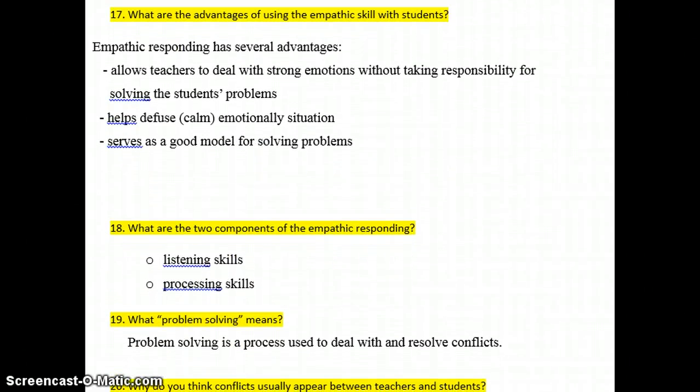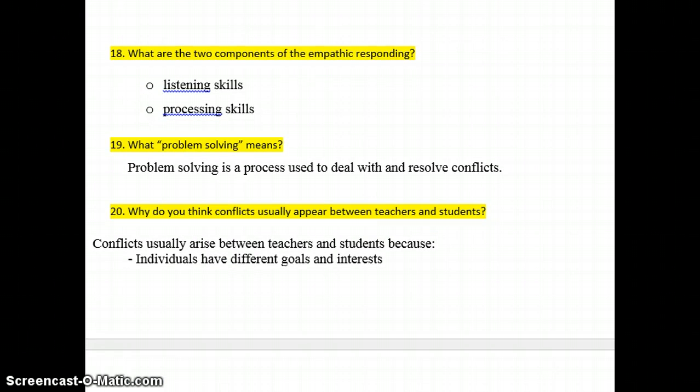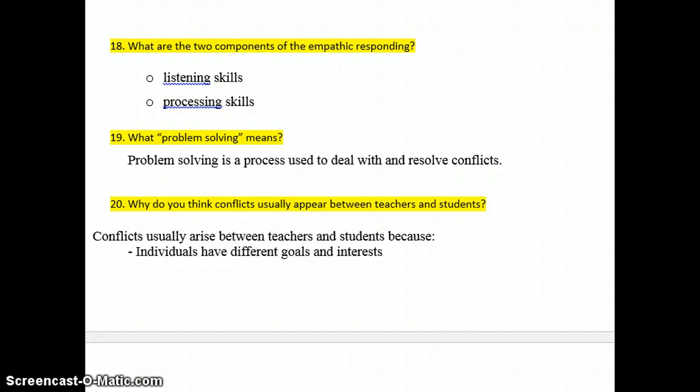17. What are the advantages of using empathetic skill with students? Empathetic responding has several advantages. Allows teachers to deal with strong emotions without taking responsibility for solving students' problems. Helps defuse emotional situations. Serves as a good model for solving problems. 18. What are two components of empathetic responding? Listening skills, processing skills.